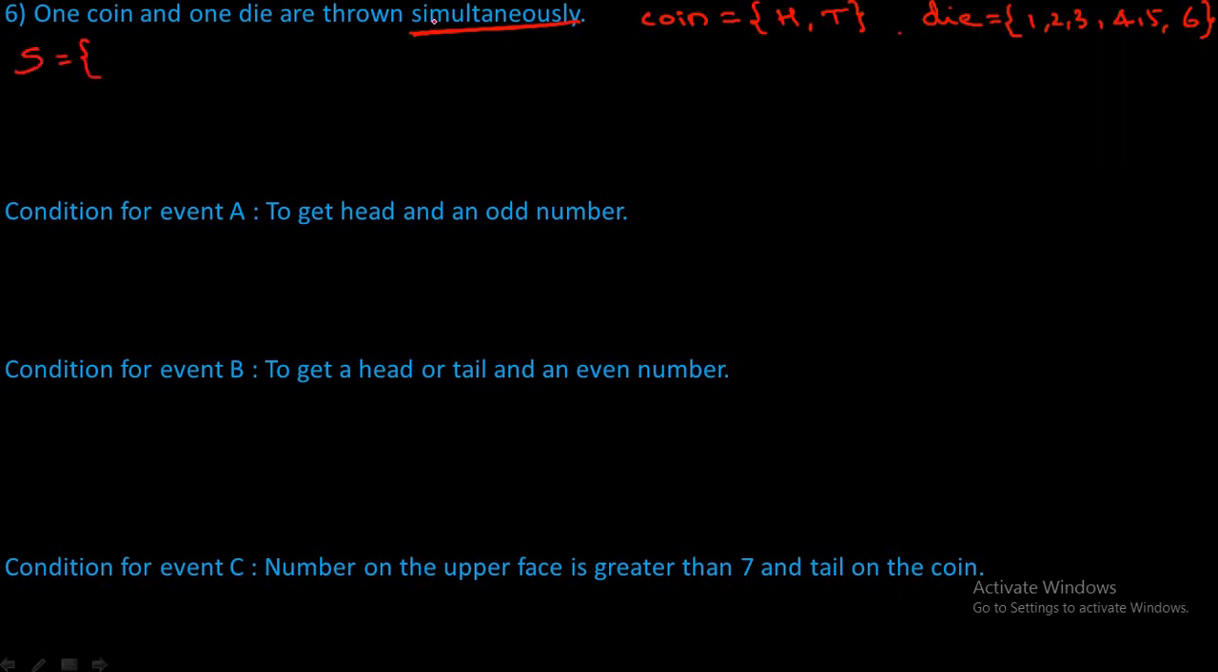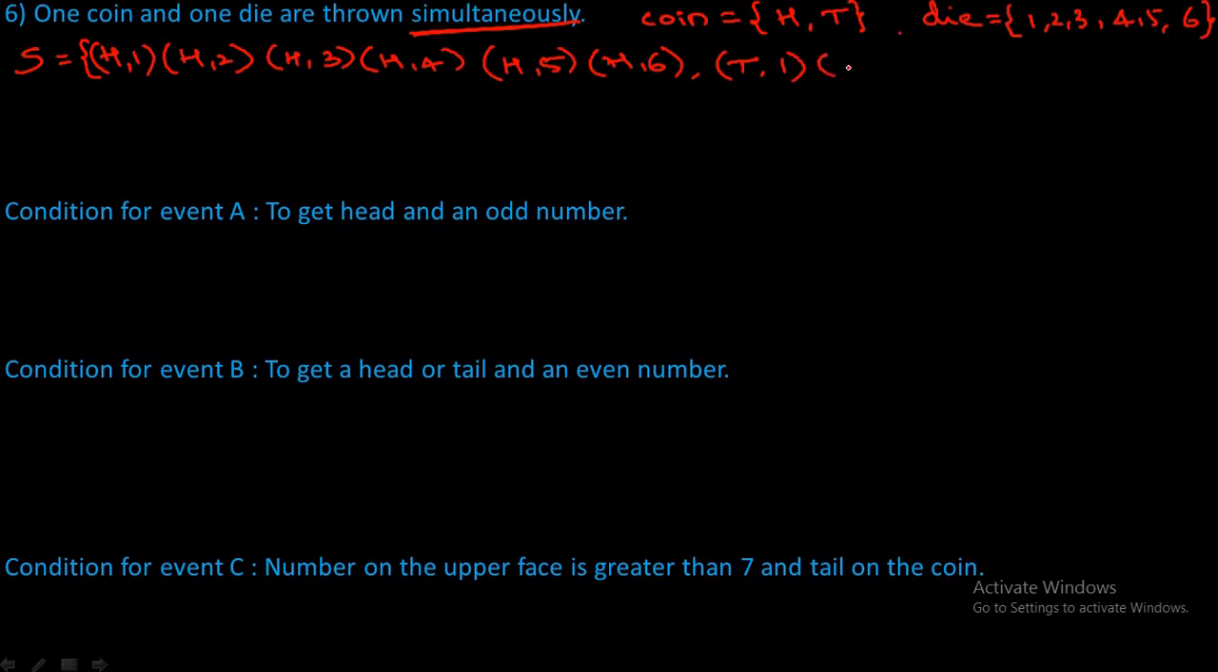So the sample space for one coin and one die: head and one may come, head and two, head and three, head and four, head and five, and head and six. Okay, over. Next, tail and one may come, tail and two, tail and three, tail and four, tail and five, and tail and six. Okay, like this it may come.